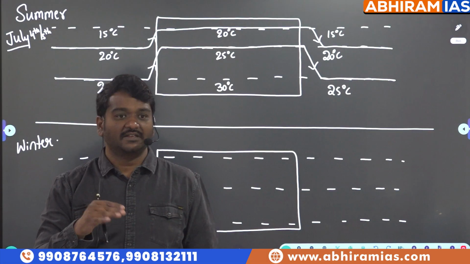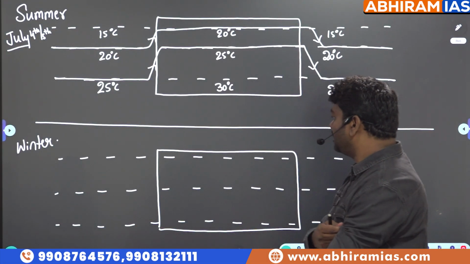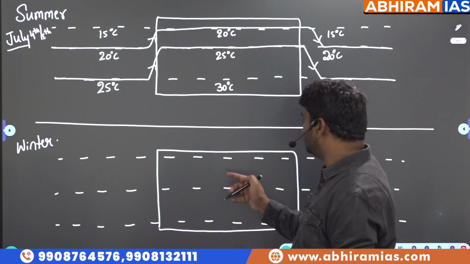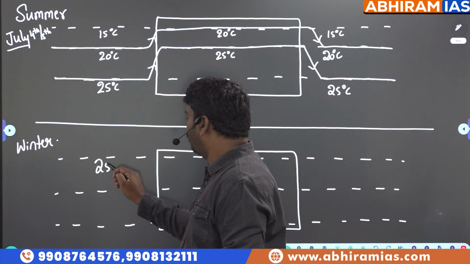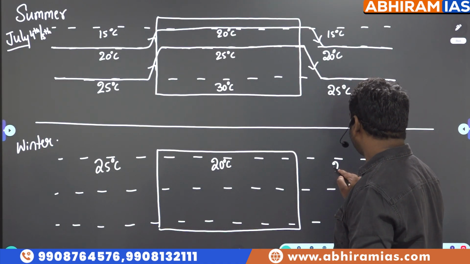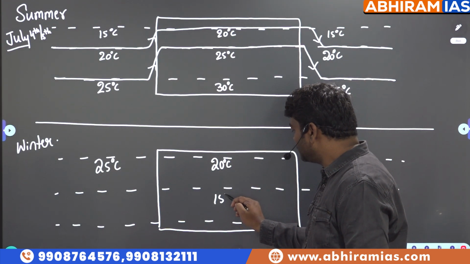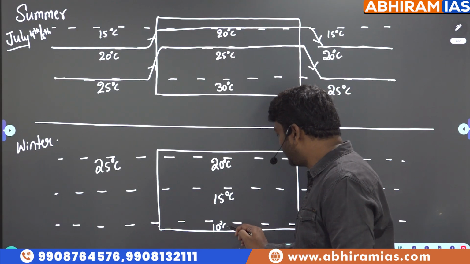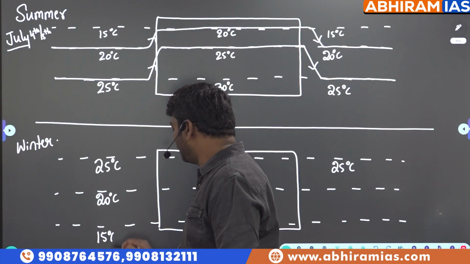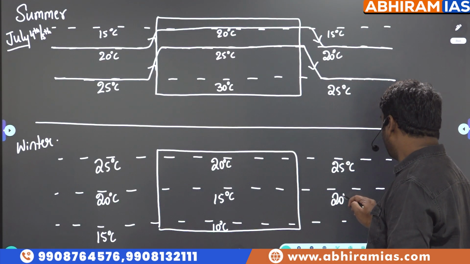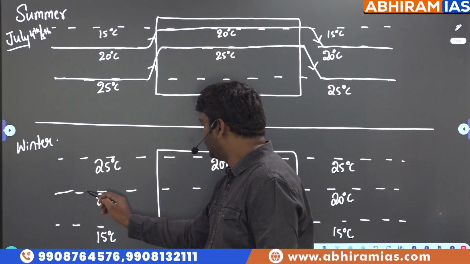What is June 21st? Summer in the northern hemisphere, winter in the southern hemisphere. Now, you see here guys, everyone, you have this winter season. Can I say land is cooler, water is hotter? As I go from equator to pole, what is happening? 25, 20, 15 degree, 25, 20, 15 degree. Now, please see here, 20.